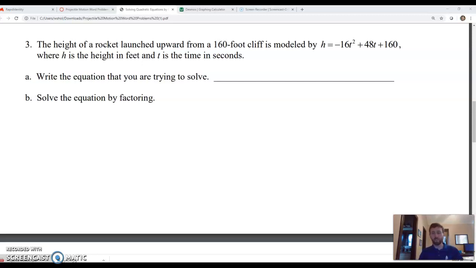Okay, question number 3 says the height of a rocket launched upward from a 160-foot cliff is modeled by height equals negative 16t squared plus 48t plus 160, where h is the height in feet and t is the time in seconds. All right, write the equation that you are trying to solve.